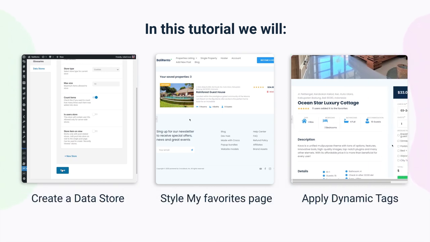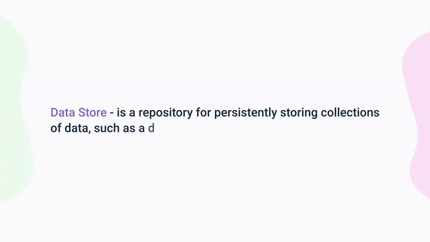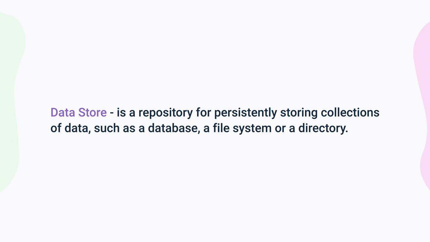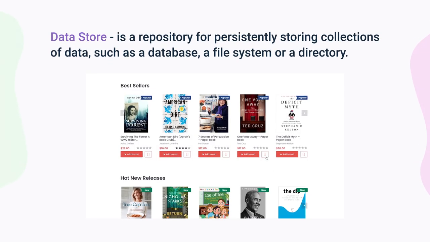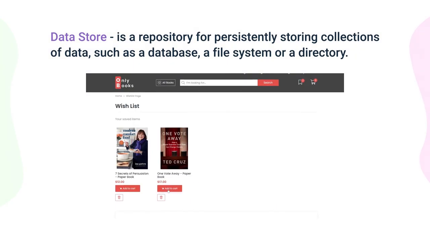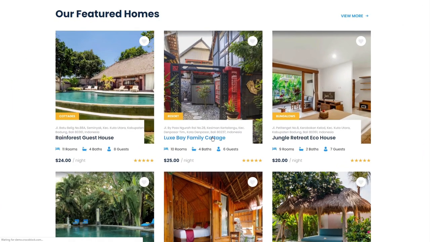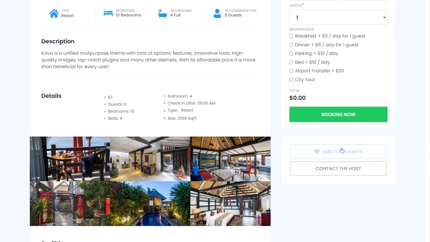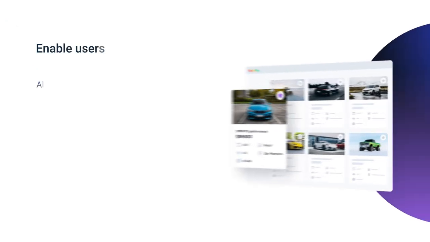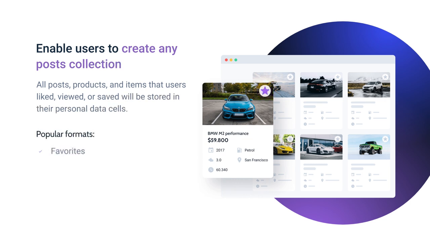So what is actually a data store? Basically, it's a repository for persistently storing collections of data, such as a database, a file system, or a directory. In other words, it's a repository for saving favorite posts or items. Pages like favorites or wishlist can significantly improve the user experience on your website. So that's why data stores are so much needed, as this module gives you all the necessary tools to create a convenient and good-looking wishlist, and even show users how many times every item was liked by others.